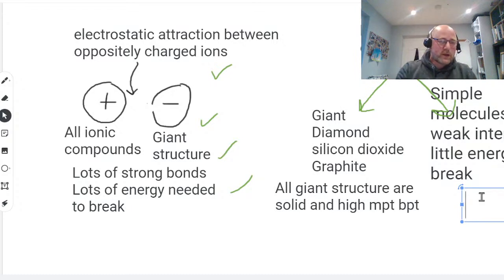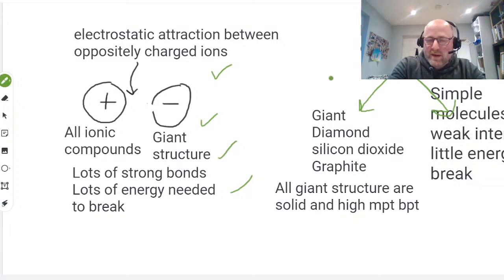It's a simple molecule. Any gas, any liquid you can think of, nitrogen, oxygen, water, carbon dioxide, sulfur dioxide, ammonia, hydrogen chloride, these are all gases and liquids. They all have low melting and boiling points. They're all simple molecules. Don't make the mistake. The forces are broken when melted. Guys, the biggest mistake is people say they have weak bonds. Just get it out of your head. There's no such thing as a weak bond.